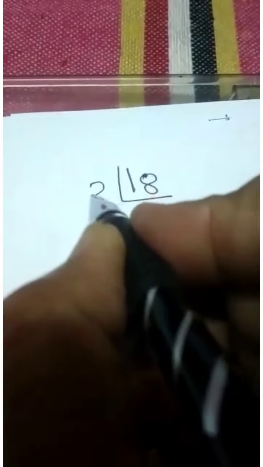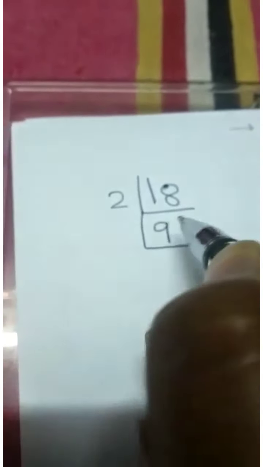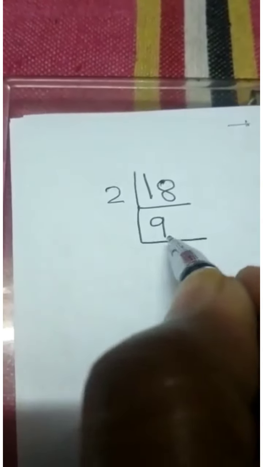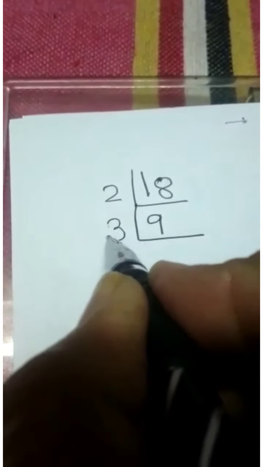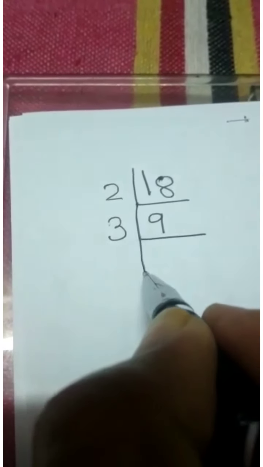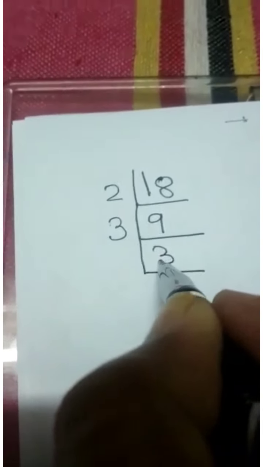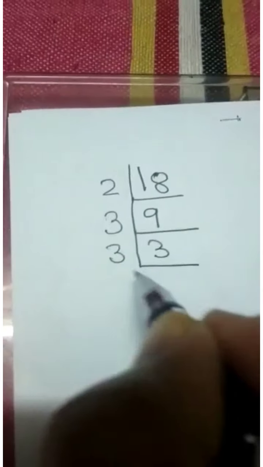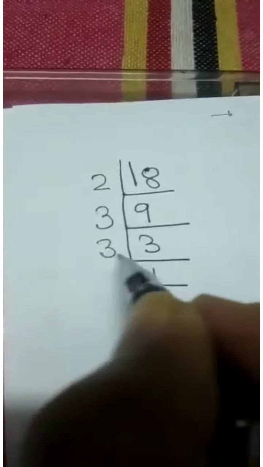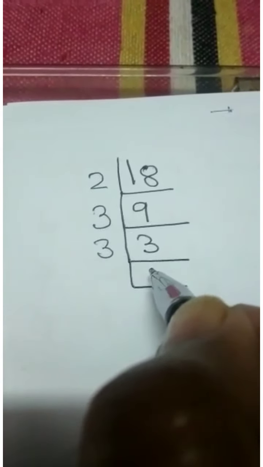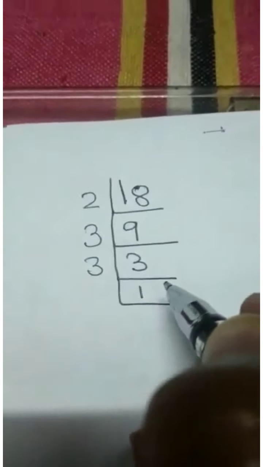18 divided by 2. 2 9s are 18. 9 divided by another prime number, 3. 3 3s are 9. 3 divided by 3, 1. 3 1s are 3. We'll stop dividing here.